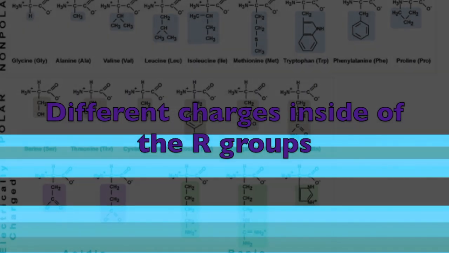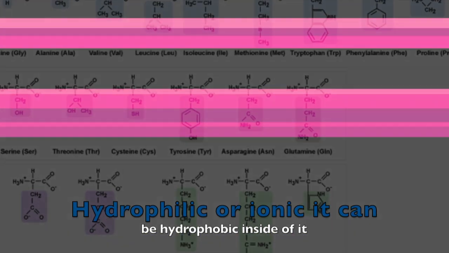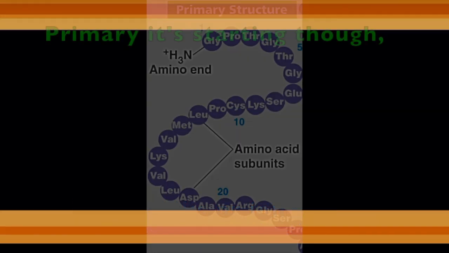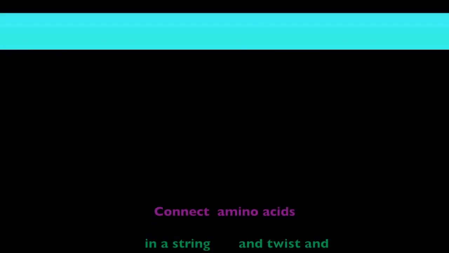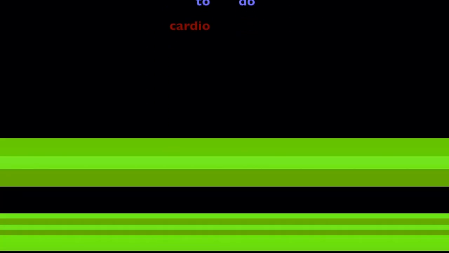Secondaries too, twisted and folded. Differences in charge from the R groups: hydrophilic or ionic, it can be hydrophobic inside of it. Primary is the start, though. Peptide bonds are the star and go. They connect amino acids in the string, twist and fold.